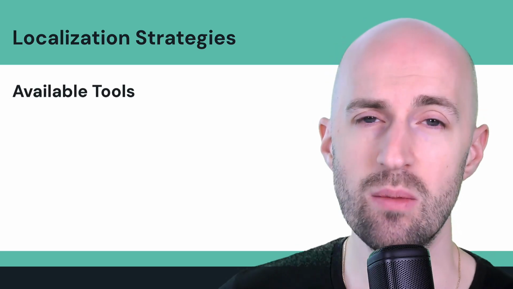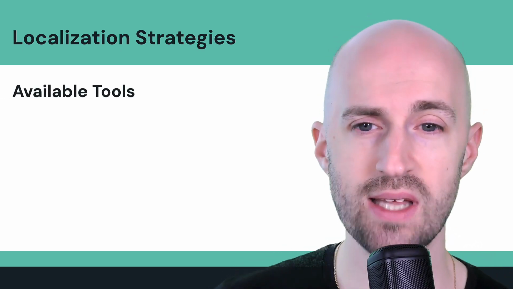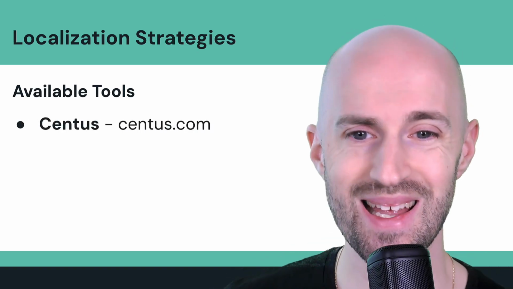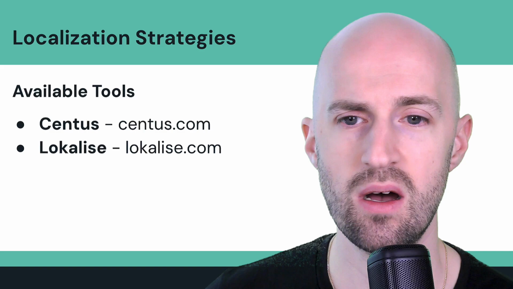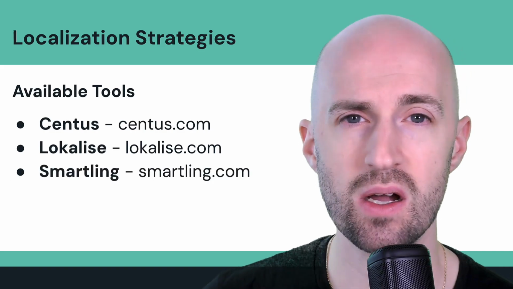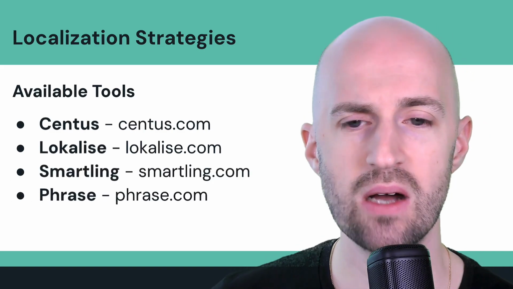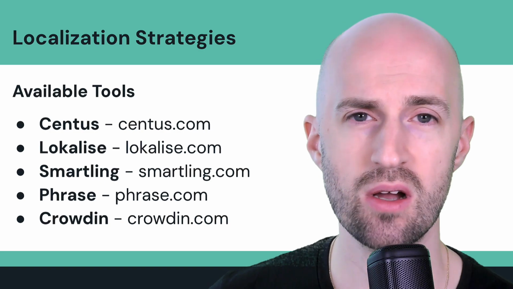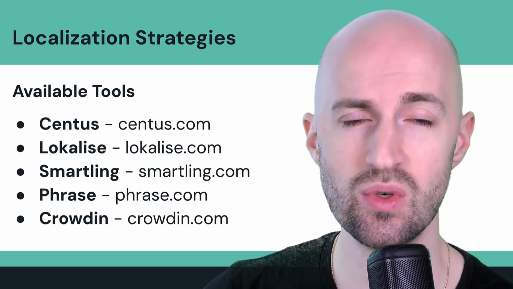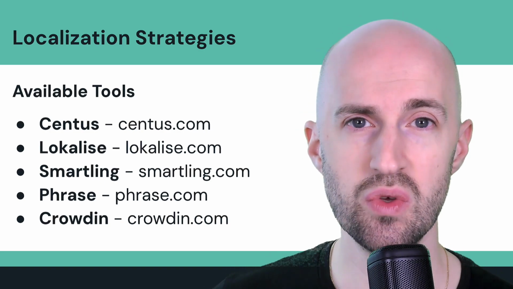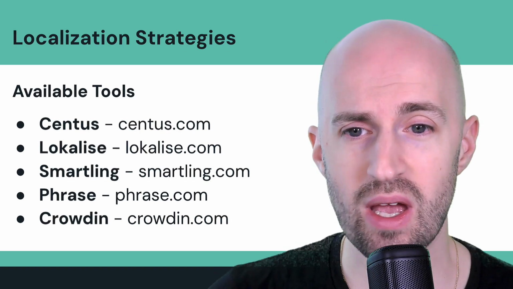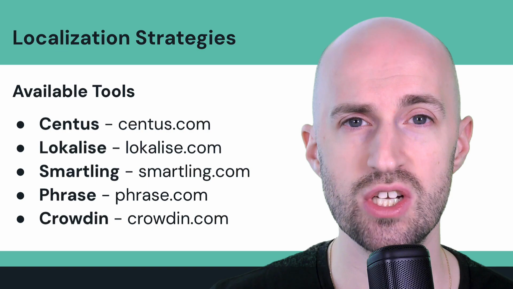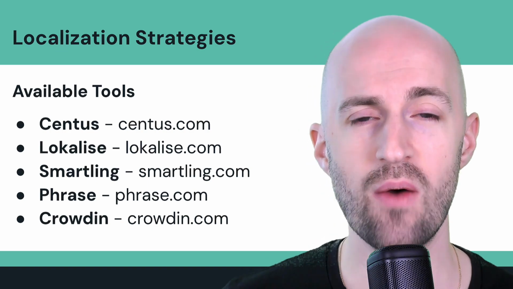So here are some available tools that you can use for content localization. You can use Sentis, sentis.com, localize.com, smartling.com, phrase.com, and crowdin.com. These are a few of many different tools out there. A lot of these are used at an enterprise, commercial, professional level. So you can have a look at those, check them out, do your research, and then pick out the best one that fits your business and your budget.